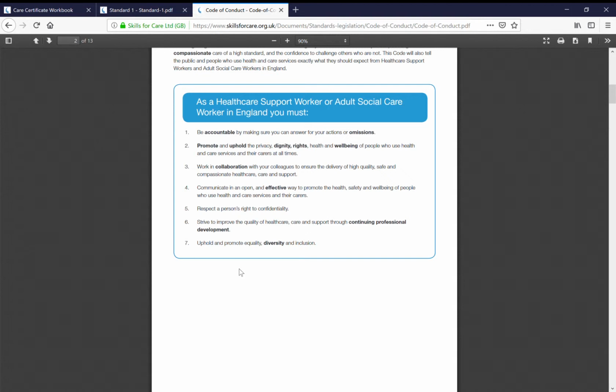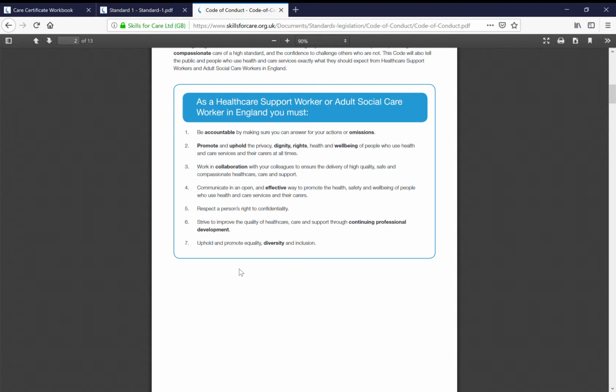Number 2, promote and uphold the privacy, dignity, rights, health and well-being of people who use health and care services and their carers at all times. Number 3, work in collaboration with colleagues to ensure the delivery of high quality and safe, compassionate healthcare and support. So working in collaboration, so we're working with each other there as a team, and also being compassionate so that we're able to put ourselves in that person's shoes and understand their difficulties, understand their strengths, and build a relationship in that way. People aren't always going to do things the way that we do them, and it won't always make sense to us, but we need to think about putting ourselves in their shoes and how would we feel.